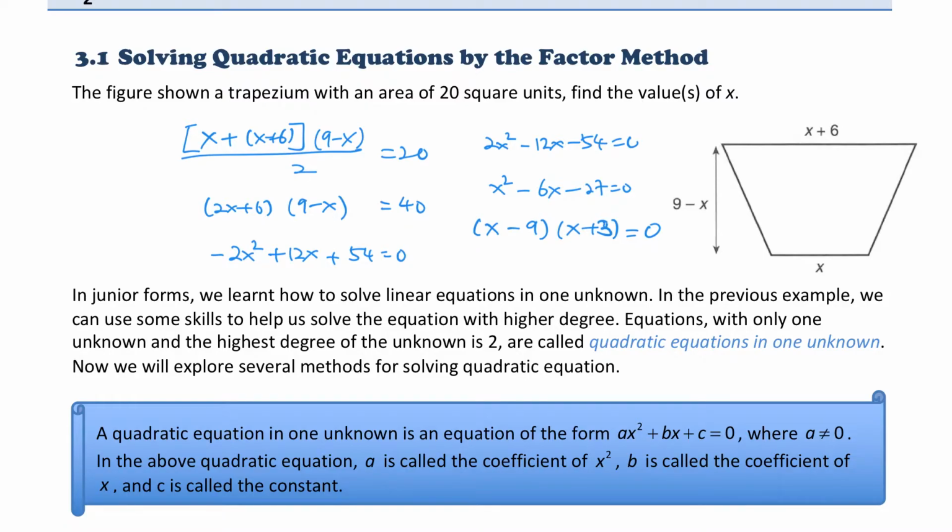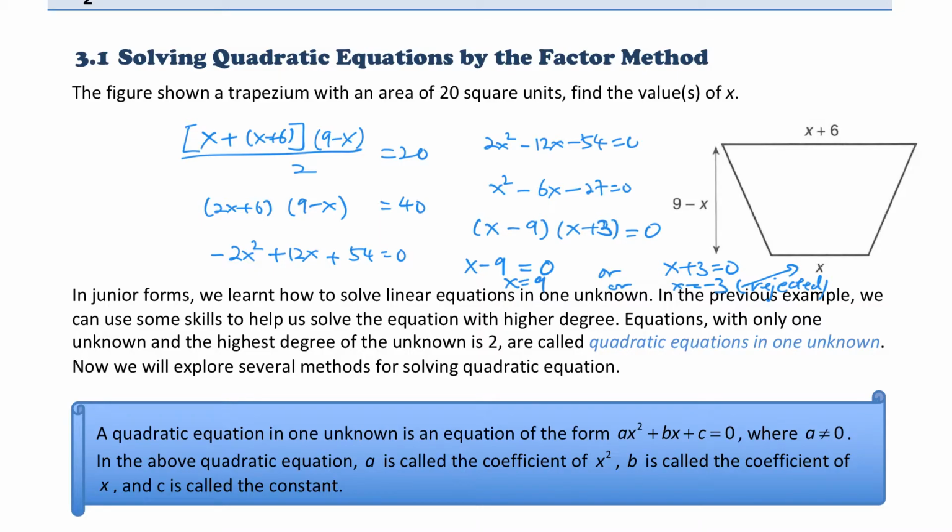Just magic. If two terms multiplied together are equal to 0, this is magic. Why? Because only 0 times something can be equal to 0. For example, 1 times 2 is equal to 2. If the numbers are non-zero, multiplied together they cannot be equal to 0. So we can conclude x minus 9 is equal to 0, or x plus 3 is equal to 0. Either one of them must be equal to 0. So x is equal to 9, or x is equal to negative 3. Because x is the length, we can reject this answer. I can find the value of x.